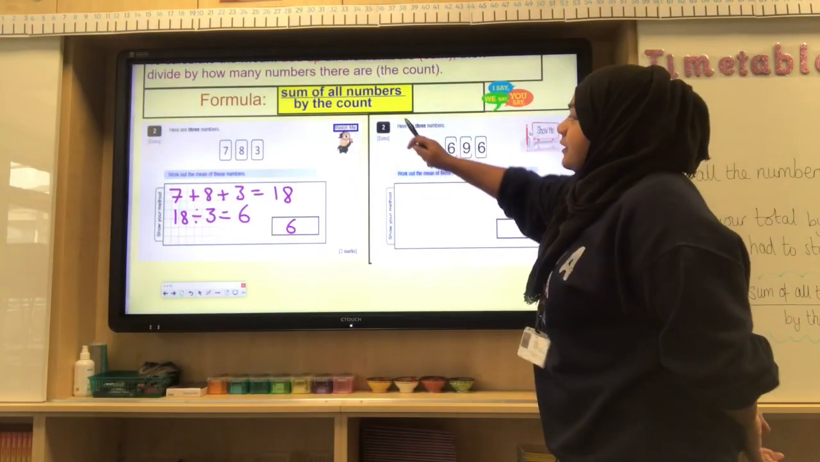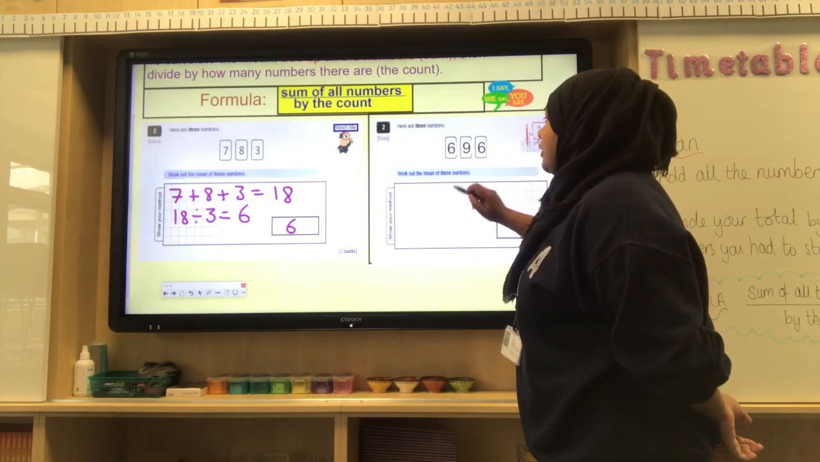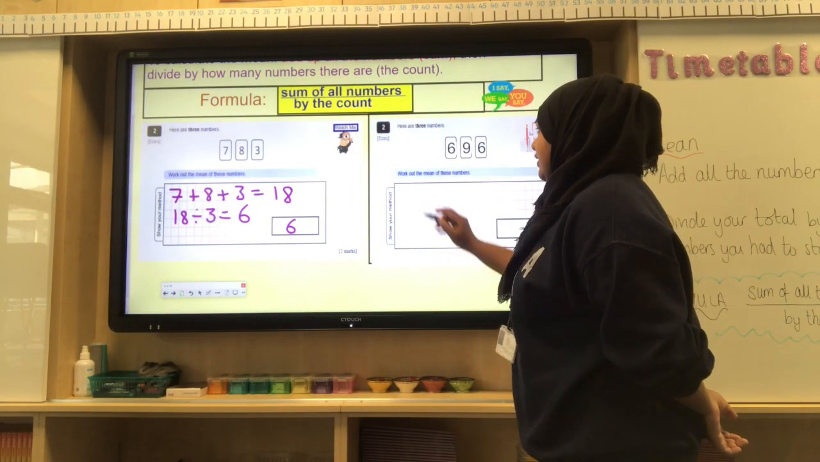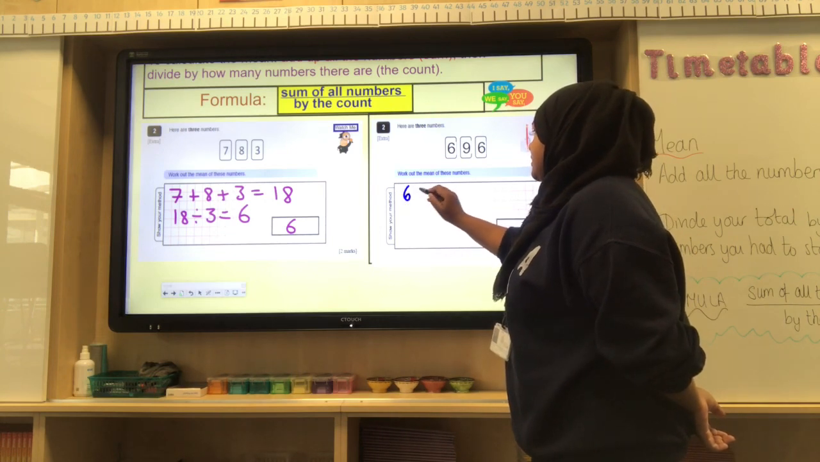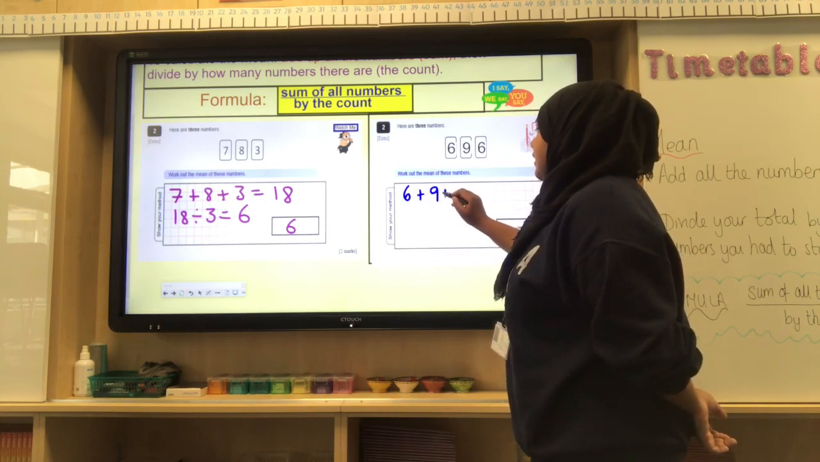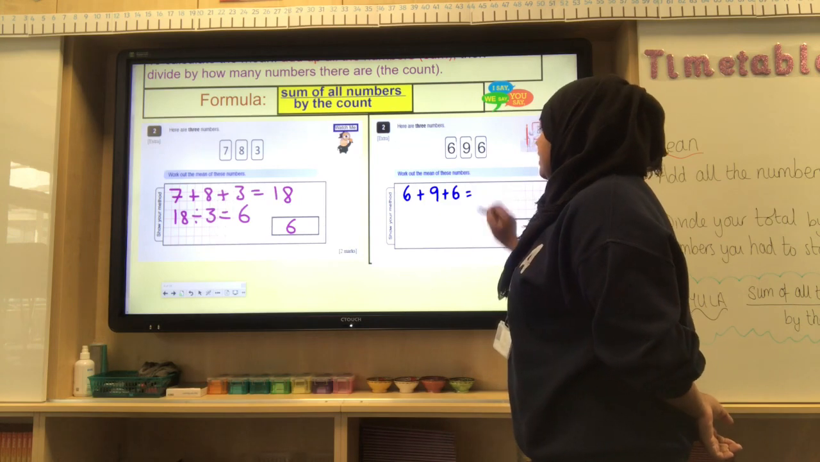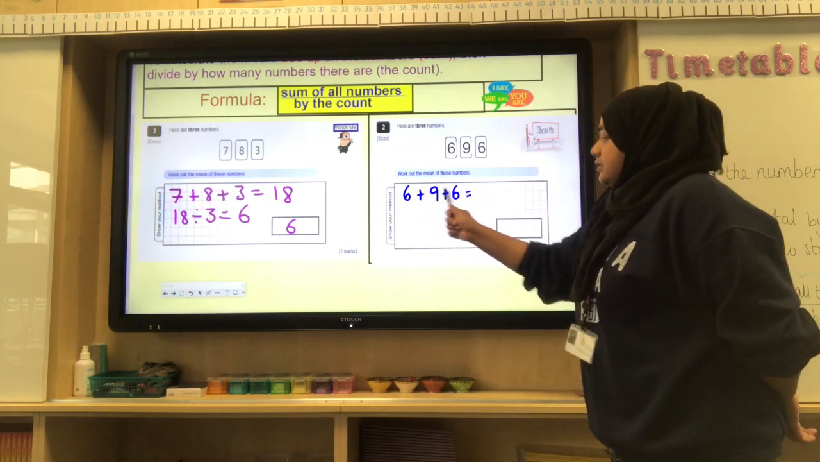I'm going to look at the first step, which is the sum of all numbers. So I know that I need to add all 3 digits together. So I'm going to write my calculation out. 6, add 9, add 6 equals. Now I'm going to double 6 because there's 2 6s there.